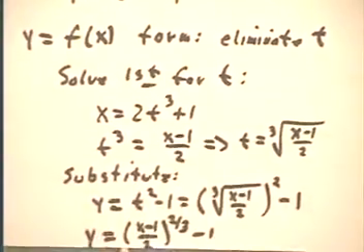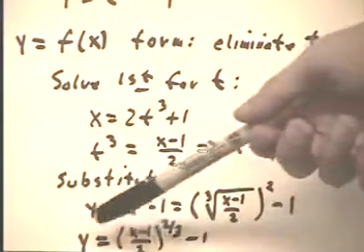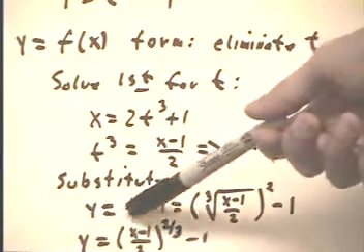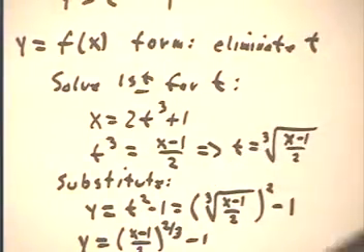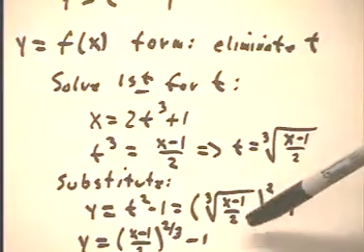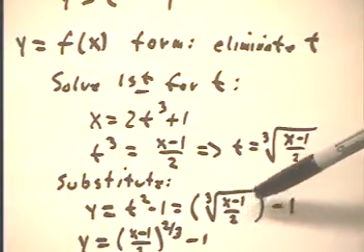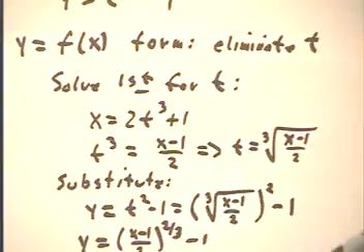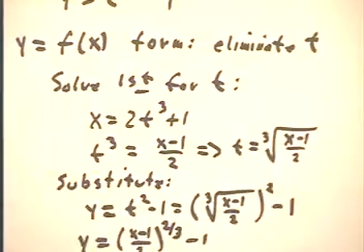And that's a very straightforward solution. You should be able to do that. If you have trouble, holler at me. We've got y equals t squared minus 1. If we plug in the cube root of x minus 1 over 2, we get this, which is, of course, x minus 1 over 2 raised to the 2/3, and then minus 1. So there's our function.